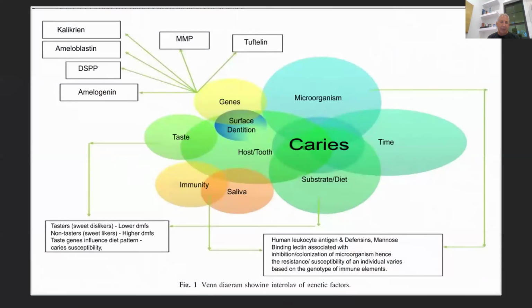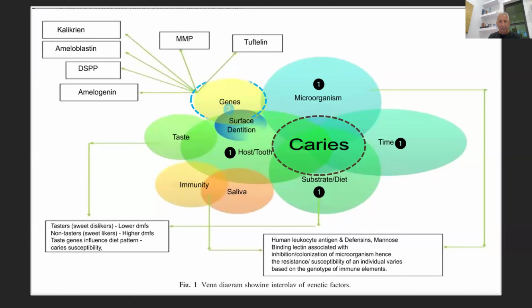So I'm going to show you this, I think, amazing diagram. This diagram shows caries. And what we originally thought, or what we were trained, was that you'd have strep mutans and maybe some lactobacilli as the microorganism, and then they would be consuming the carbohydrates over time. And a host, obviously, could be affected maybe by saliva, by immunity, by taste, by genes. All of those things could have some relationship on the host tooth.